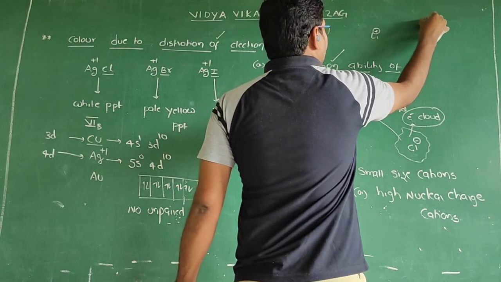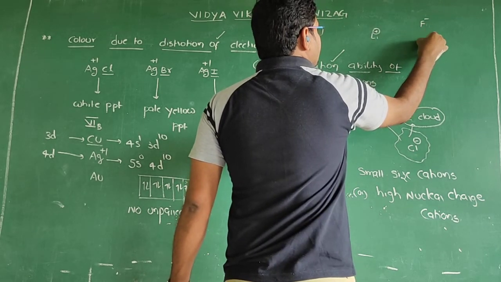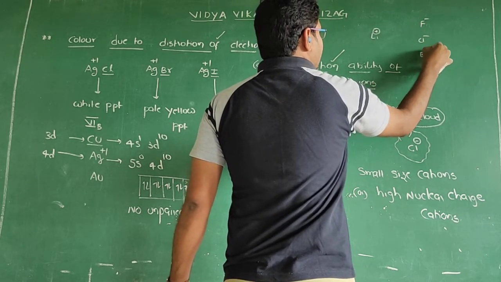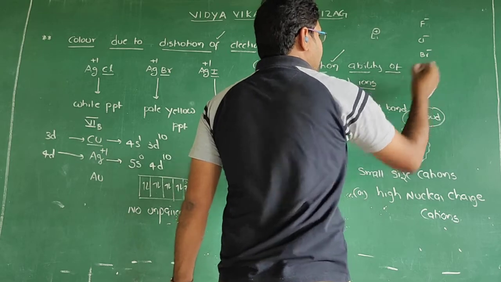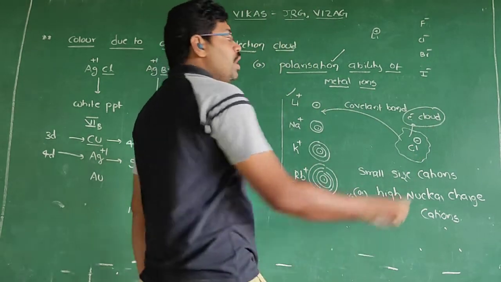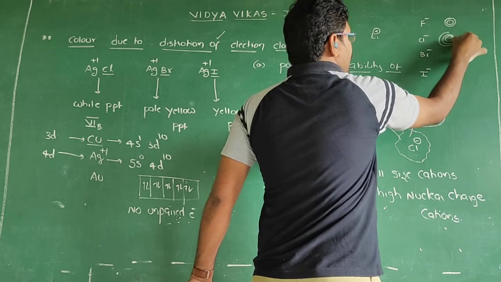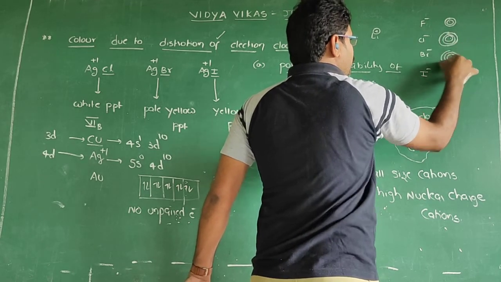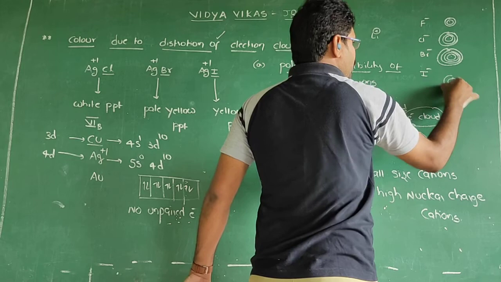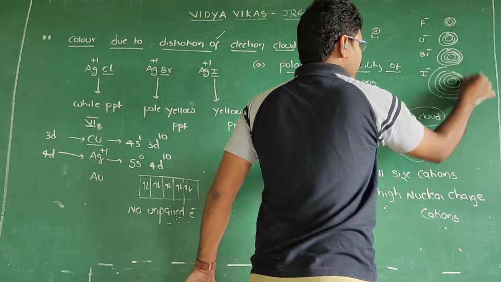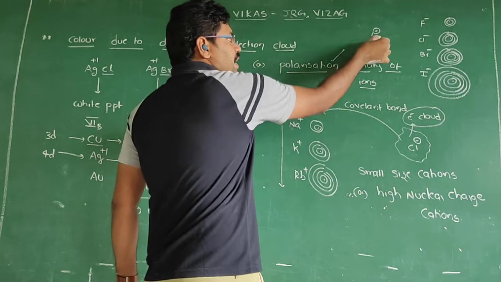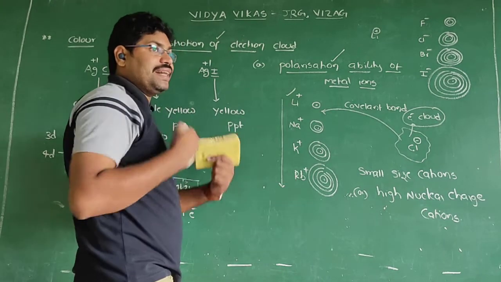Say this is F minus, say this is Cl minus, say this is Br minus, say this is I minus. F minus means what, sir? 2 shells. Cl minus means what, sir? 3 shells. Bromine, sir? 4 shells. Iodine, sir? 5 shells. Okay, now lithium plus is ready to polarize. It is ready to withdraw electron cloud.